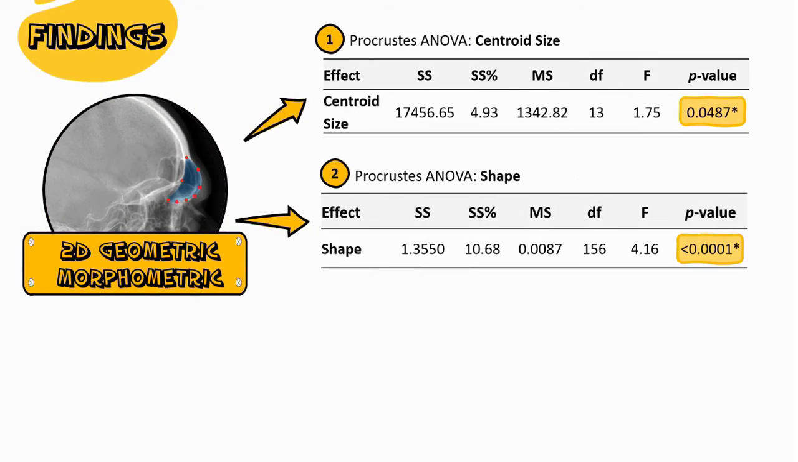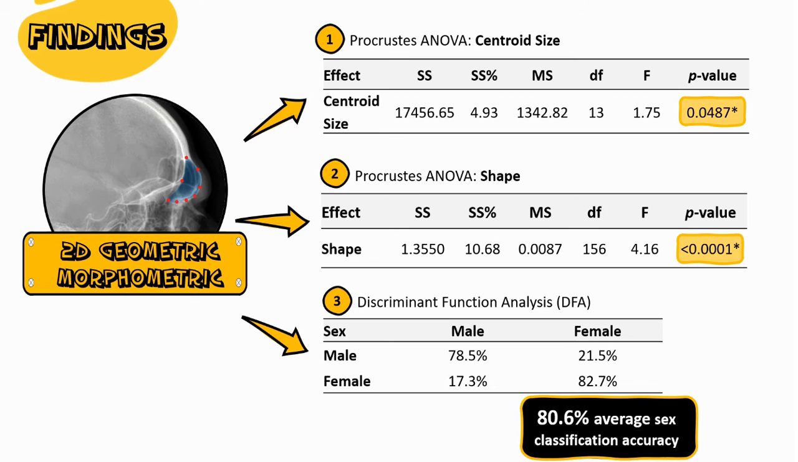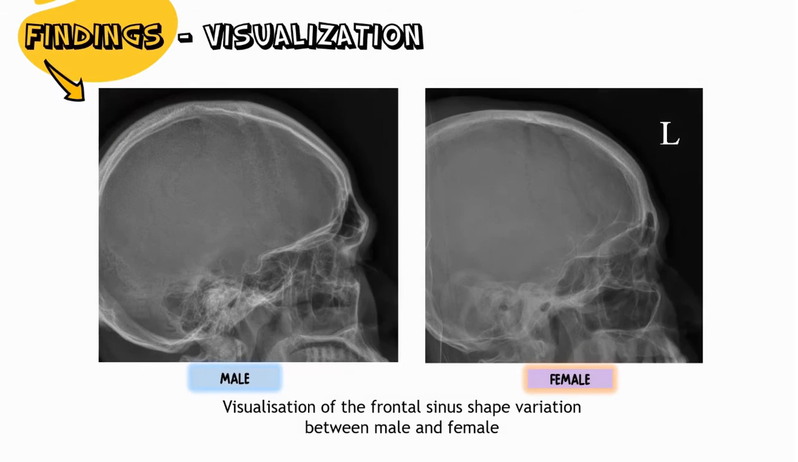Now for the result, Procrustes ANOVA showed significant differences in the shape and size of the frontal sinus between males and females. And the DFA demonstrated a classification accuracy of 80.6% after cross-validation. This shows the morphological differences of the frontal sinus between males and females using the 2D geometric morphometric method, in which the male's frontal sinus tends to appear in a wider shape than the female's.